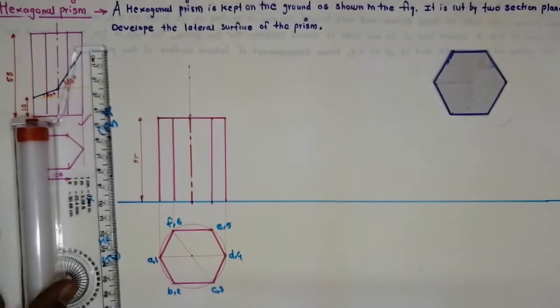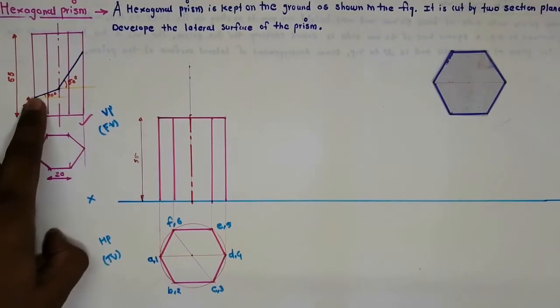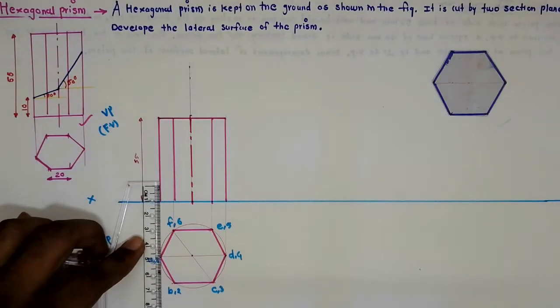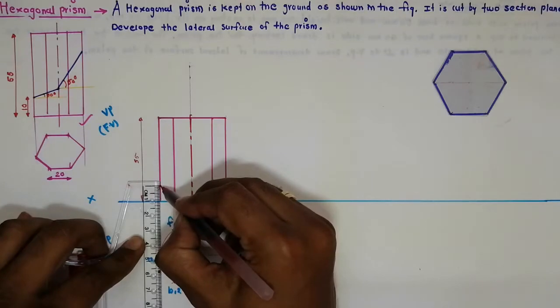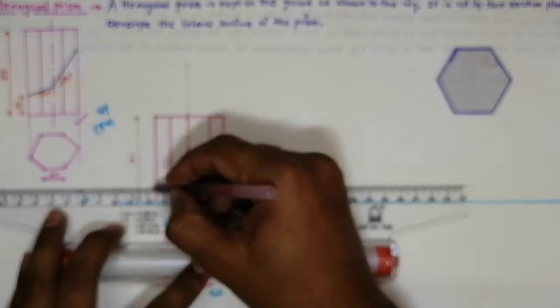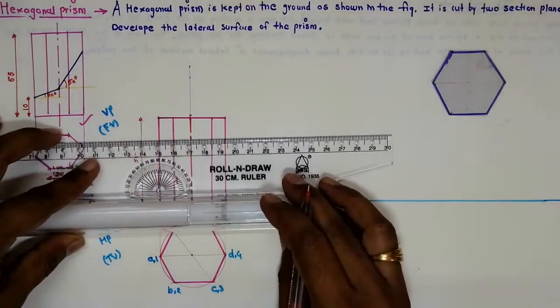This is 55. Okay, now we have to construct the cutting plane. So the cutting plane is at a distance of 10 mm. So this is 10 mm here, 1 centimeter distance here. Okay, now draw one horizontal line there. Okay, now how much angle do we have to take? Here we have to take the angle of 30 degrees.